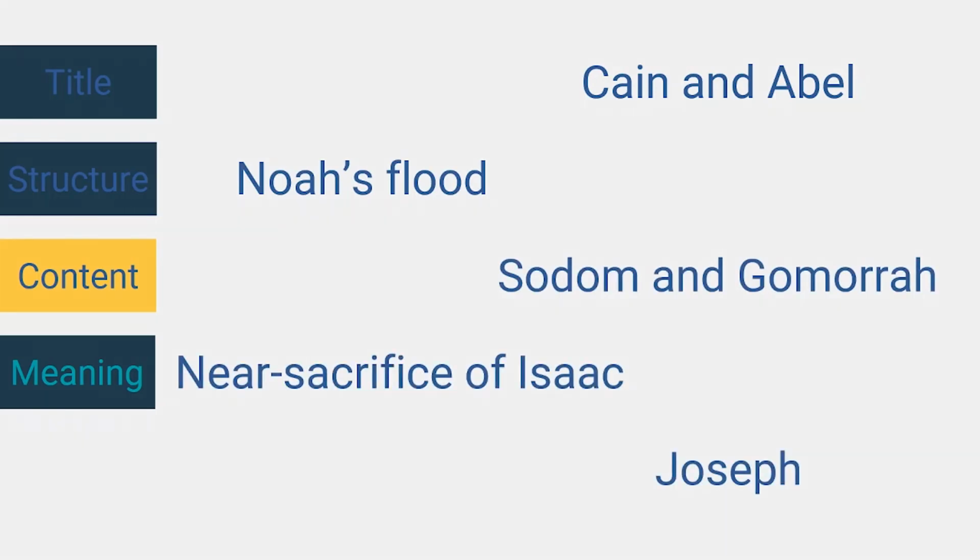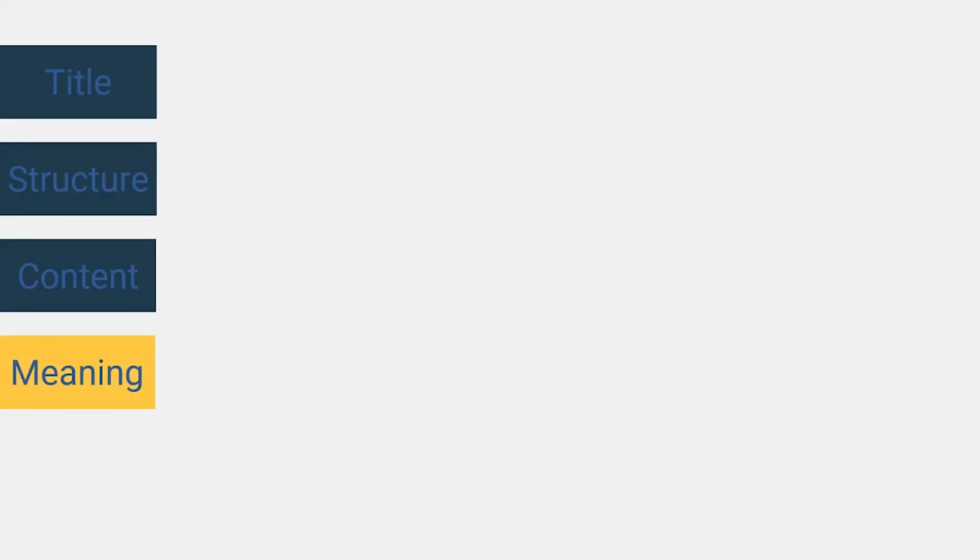As you can see, this book has many famous stories that have become part and parcel of the Western culture. Even if you have never opened a Bible and have never gone to church in your entire life, you still know about Cain and Abel, Noah's flood, the destruction of Sodom and Gomorrah, the near sacrifice of Isaac, and the story of Joseph. And if you have gone to Sunday school, you probably remember even more. But now the question, what does it all mean? And why did anyone write this book?